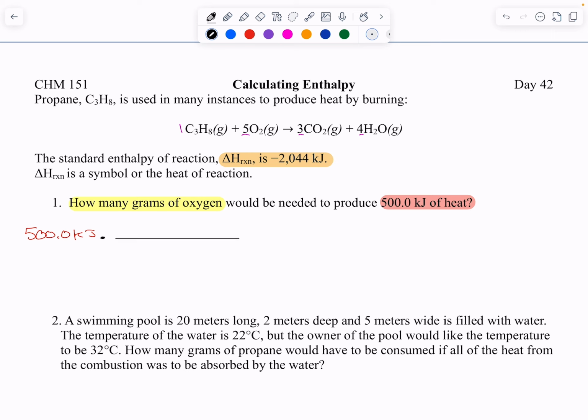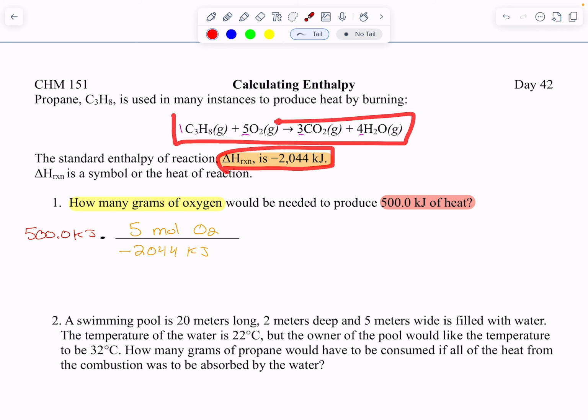What's my ratio? Well, kilojoules has to go on the bottom. And because I have kilojoules on the bottom, I know it's going to be negative 2,044 kilojoules per 5 moles of O2, right? Because we have the delta H for the reaction overall. So every time this one process runs, I get negative 2,044 kilojoules. So I need 5 moles of O2 to make 2,044 kilojoules.